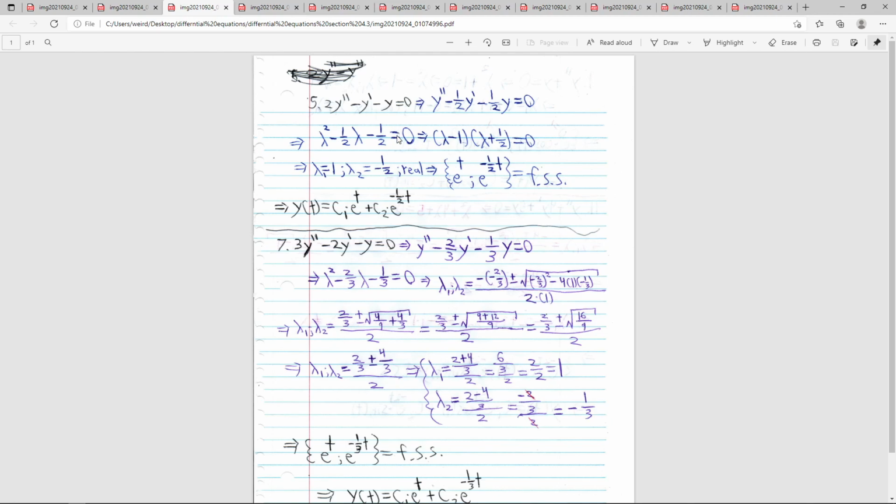That's all it is. But yeah, you can technically split this up, but if you can't, you can always solve it that way, and you'll still get these somewhat clean numbers. But no, this equation can be split up into lambda minus 1 and lambda plus 1/2, the product of these two binomials. And you get lambda 1 equals 1 and lambda 2 equals negative 1/2. So these are real, different numbers, so again the same format: c1 times e to the t plus c2 times e to the negative 1/2 t.